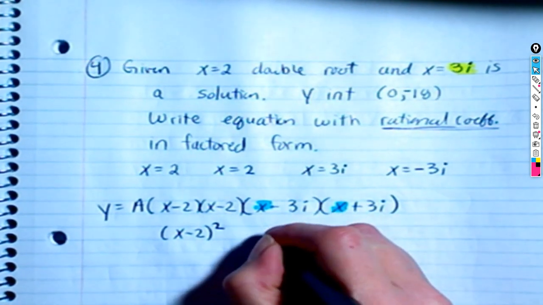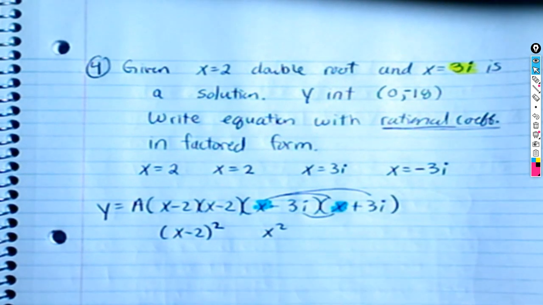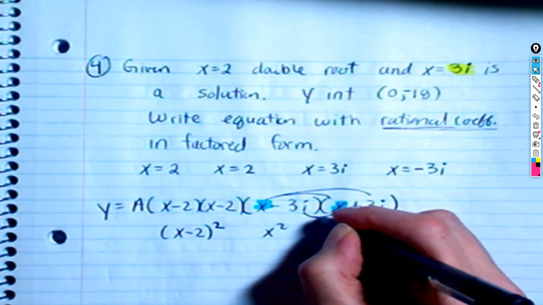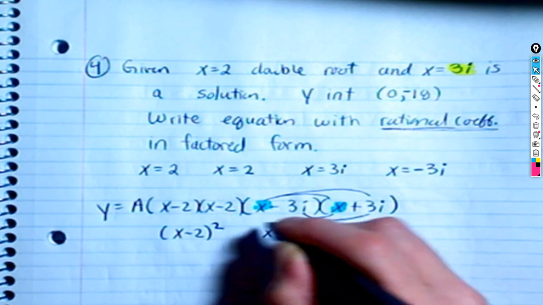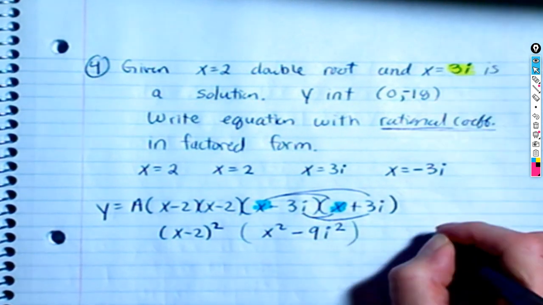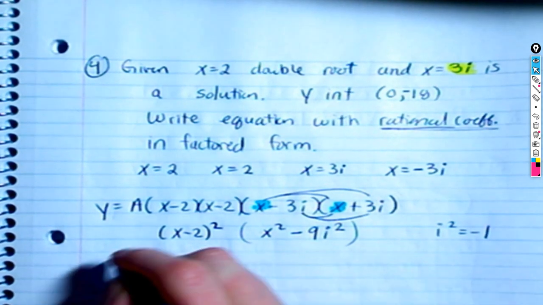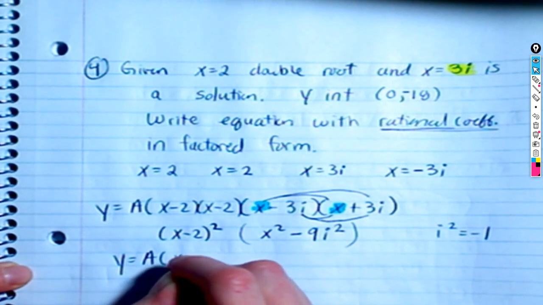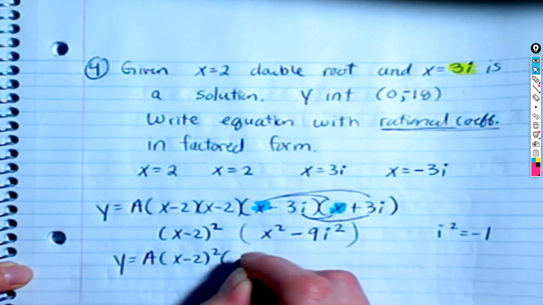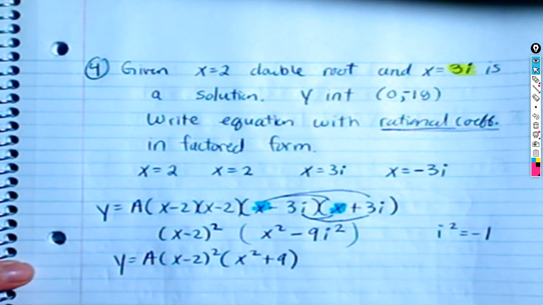And I'm going to FOIL. So first, outer, inner, cancel. Outer and inner will cancel with conjugates. Last, minus 9i squared. All right, so i squared is negative 1, so it's really just going to change the sign here. So y equals a times x minus 2 squared, times x squared plus 9.